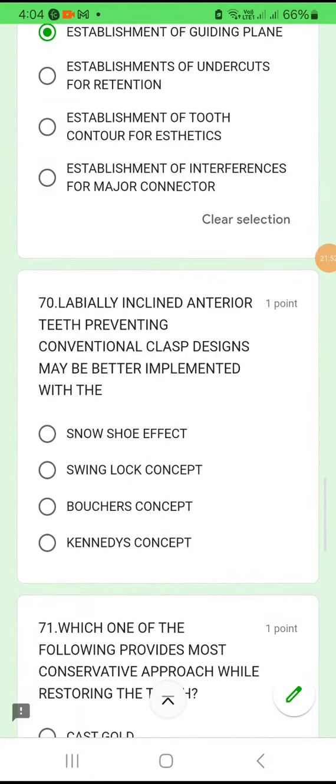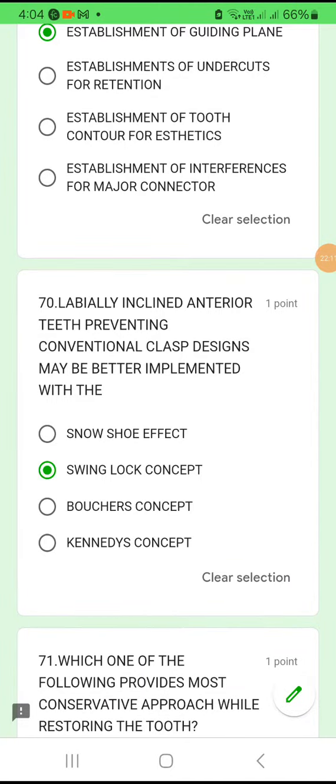Question number 70. Labially inclined anterior teeth preventing the conventional clasp design may be better implemented with the snowshoe effect, swing lock concept, Boucher's concept or Kennedy's concept. The labially inclined anterior teeth preventing conventional clasp design may be better implemented with the swing lock concept.